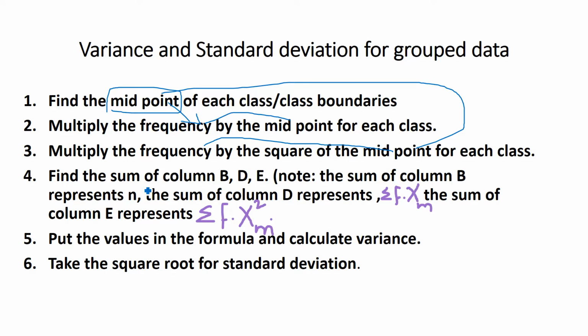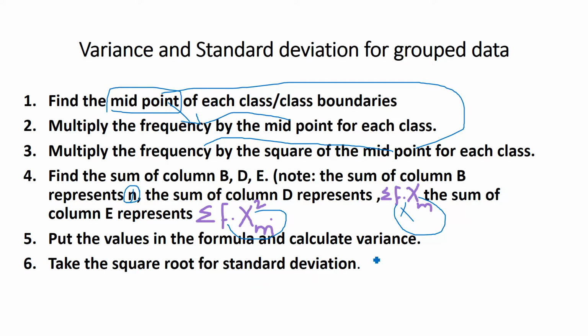Then we have 3 important columns: B, D and E. Column B represents n. I will show you again in the table. The sum of column D represents the summation of f times x m. This dot represents multiplication, so f·x m means frequency multiplied by midpoint, and the E column represents the summation of f·x m square, meaning frequency multiplied by the square of the midpoints. Then you put these values and n in the formula in order to calculate the variance and standard deviation.